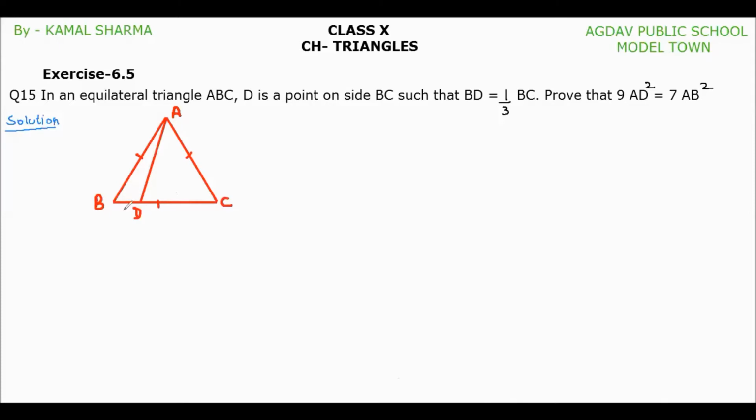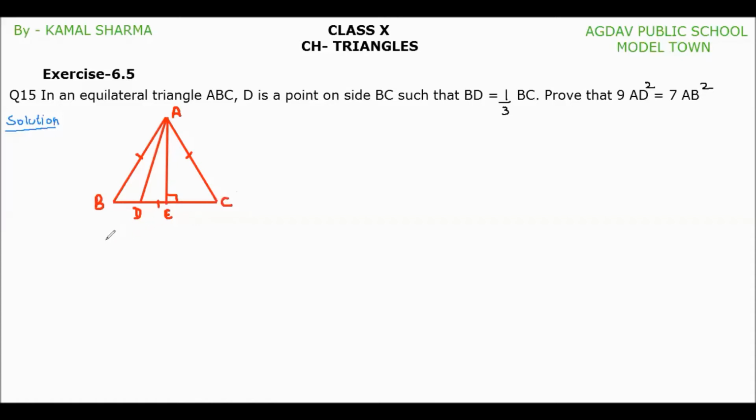Now this is an equilateral triangle, and we know that in an equilateral triangle, the perpendicular is the median and its altitude also. So we have taken a point E such that AE is perpendicular to BC. So we can say that E is a point such that BE equals EC.